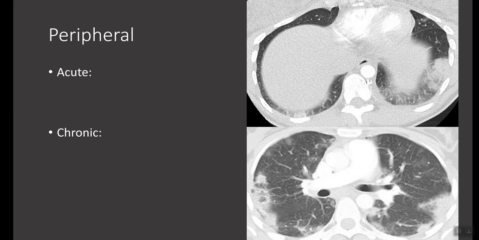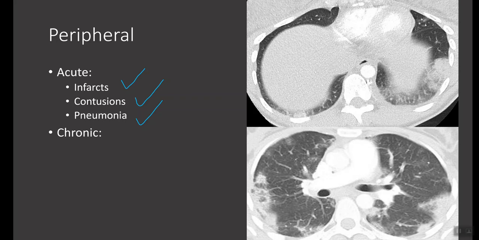Okay, so what is our differential for peripheral consolidations? Well, again, we have to first start with, is it acute or chronic? So if it's acute peripheral consolidations, the big ones that we want to think about here are infarcts, pulmonary contusions, and of course pneumonia. Pneumonia is such a common entity in the acute setting. It's something that we should always keep on our differential.